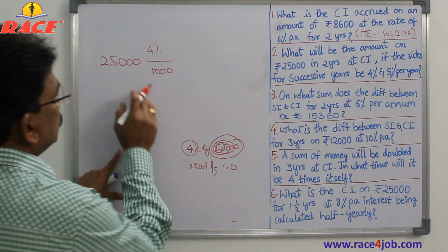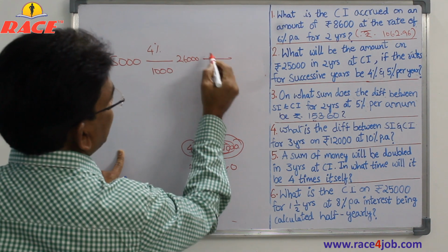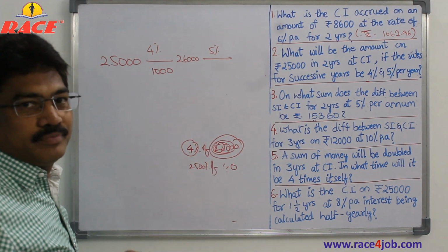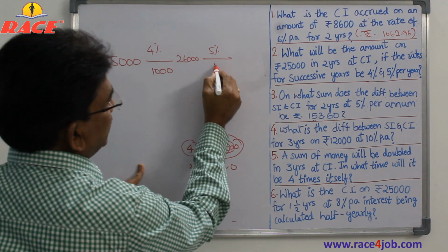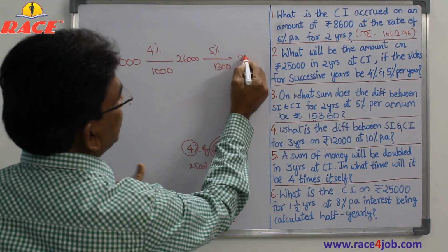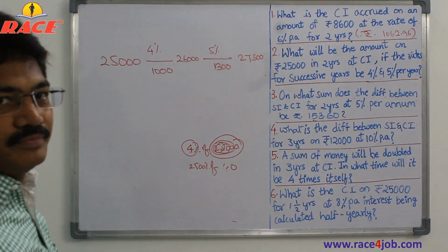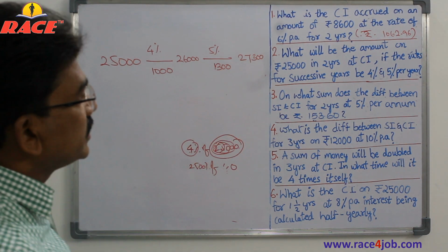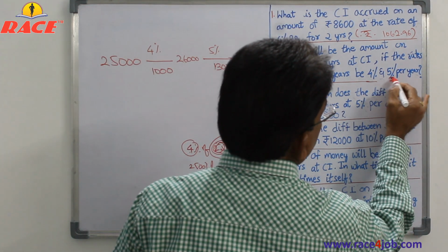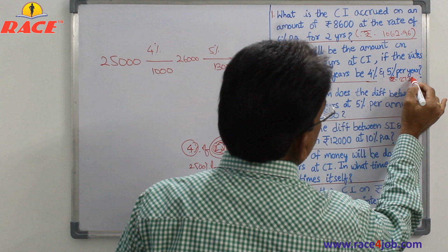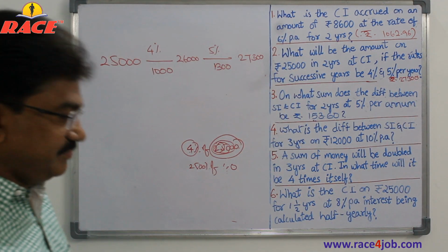So the first year interest is 1,000. So the amount is 26,000. And the second year is 5%. What is the interest? 5% of 26,000. 10% is 2,600, 5% is 1,300. This is 27,300. He is asking what will be the amount. So the amount after 2 years is 27,300. Easy to calculate. This is 27,300. That is the second question's answer.